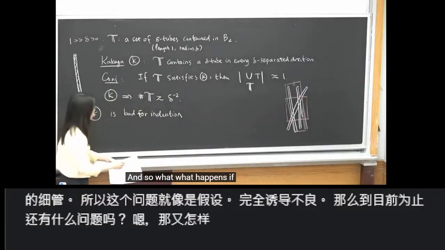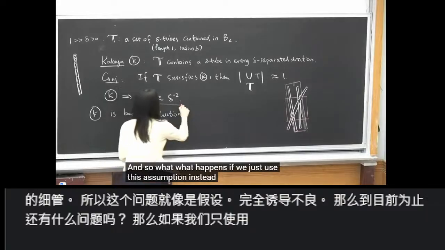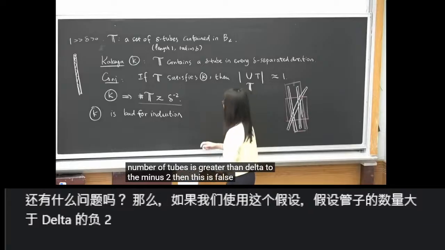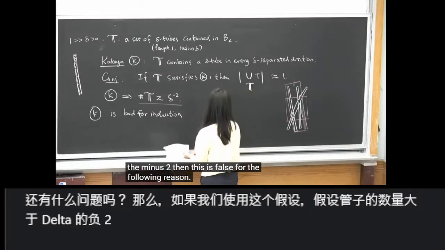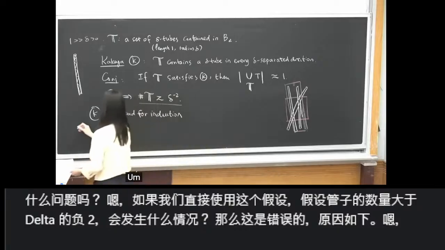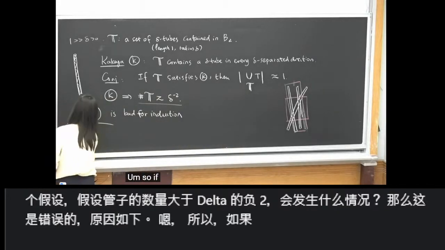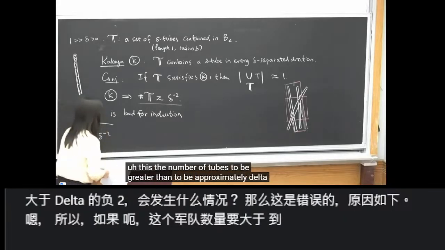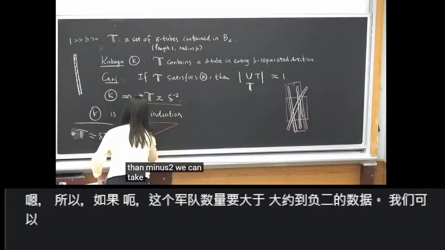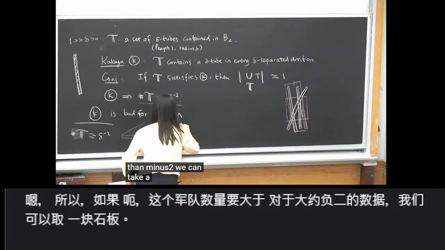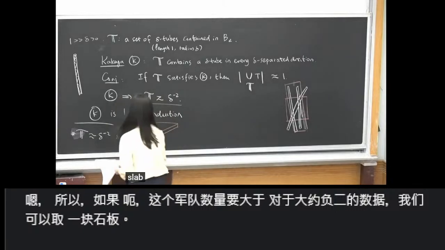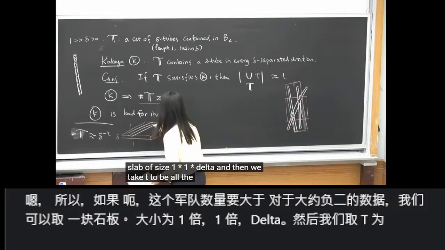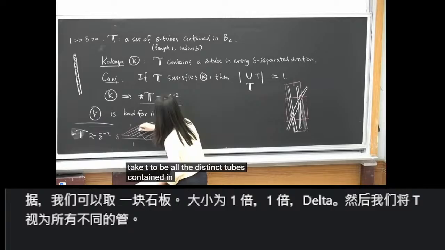And so what happens if we just use this assumption instead? Say that the number of tubes is greater than delta to the minus 2. Then this is false for the following reason. So if the number of tubes is approximately delta to the minus 2, we can take a slab of size 1 times 1 times delta, and then we take T to be all the distinct tubes contained in the slab.